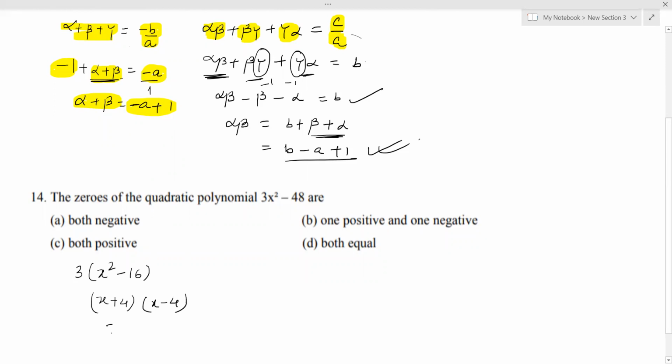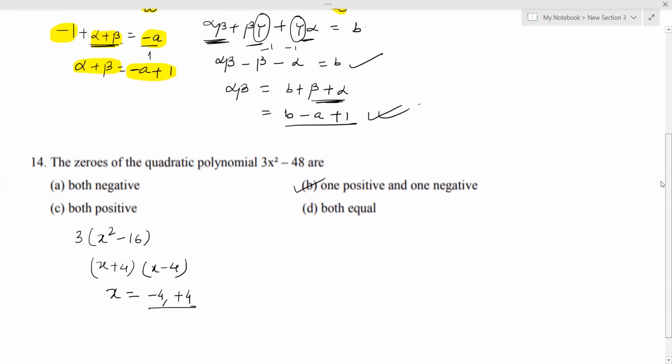So what is the answer for this? X is equals to -4 and +4. You are getting the answer, right? Both positive or both negative? Which is positive, which is negative? Both must be positive, right? How? If we find the zeros, even it will be the same. Zeros you find, what do you get as the answer? You get plus minus 4, no? So one is positive, one is negative, right?